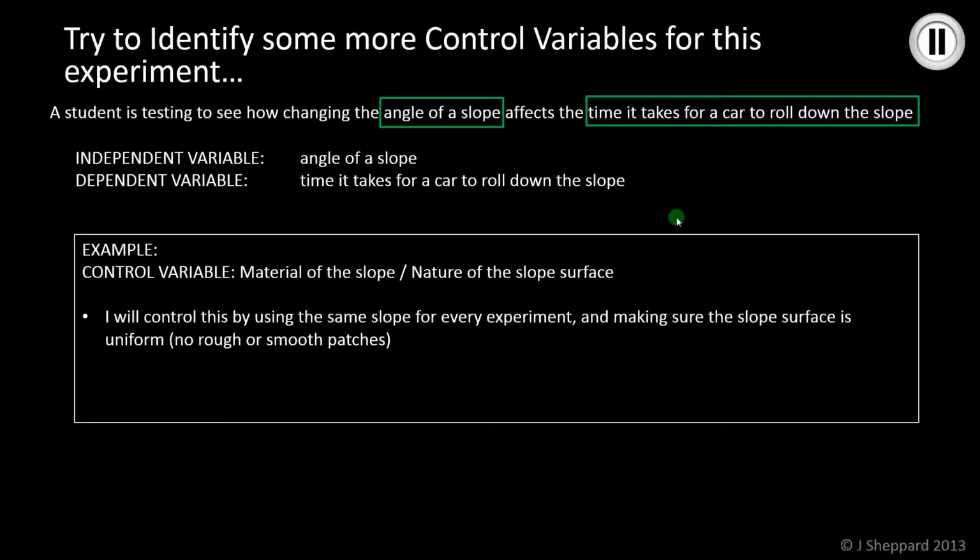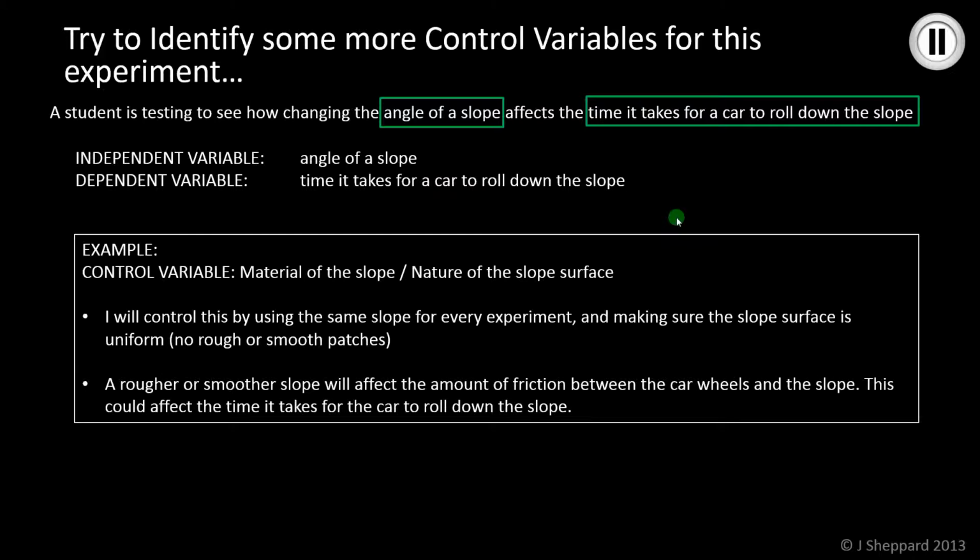Because if you didn't roll the car down in exactly the same place every time, or even if you did, it might roll a slightly different way. If you have some rough or some smooth patches, it could affect the time it took to get down the slope. A rougher or smoother slope will affect the amount of friction between the car wheels and the slope. This could affect the time it takes for the car to roll down the slope. So there's our explanation of why we'd want to control that.